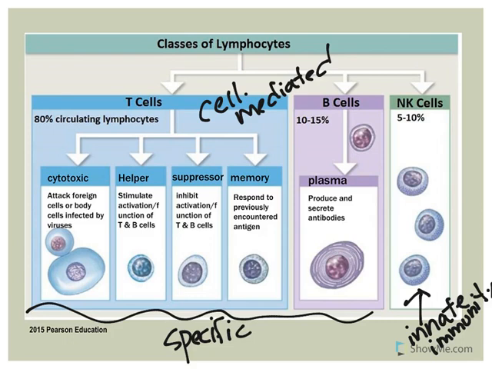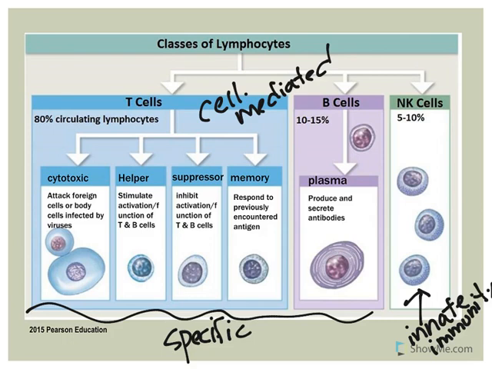Now, memory cells are cells that respond to a previously encountered antigen. When we mount an immune response, we do produce memory cells that will be there for subsequent exposure, and that's why we can act so quickly and not get sick a second time. That's the basis behind a vaccination: we mount an immune response and develop memory cells, so when you are exposed to that pathogen again, you never really get sick.